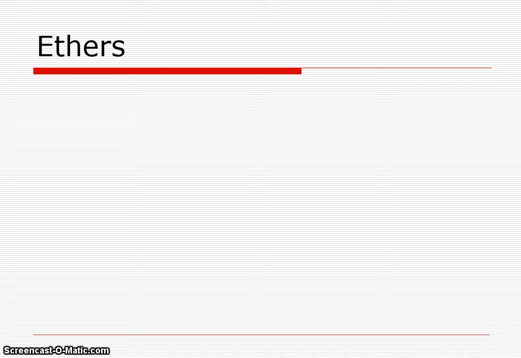Ethers are related to alcohols. They are ROR, meaning that hydrogen at the end has been replaced by another chain of carbons. It can either be the same length of carbons as it was in the first chain, or it can be a different number.